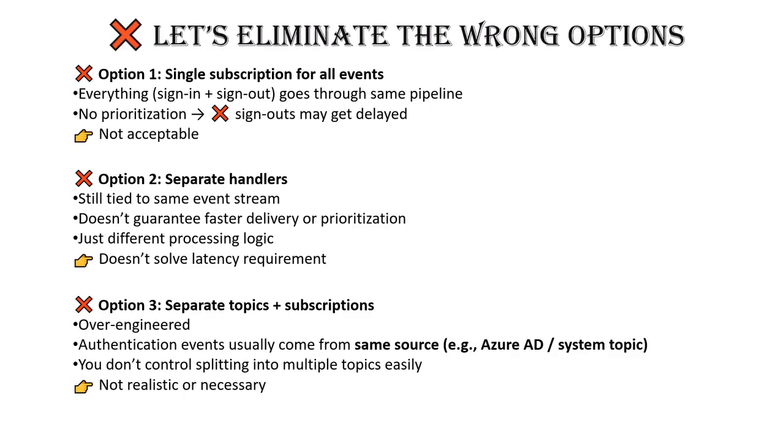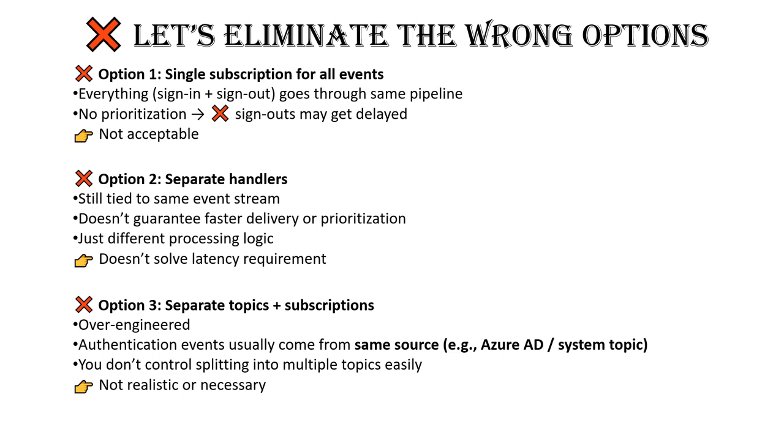Okay, so let's eliminate the wrong options first. Option 1 says single subscription for all events. So this is incorrect. Why is it incorrect? See, sign-in plus sign-out goes through the same pipeline, so it is not prioritizing anything. So sign-out may get delayed, and it is not acceptable. Option 2, separate handlers. So still tied to the same event stream, so it doesn't guarantee faster delivery or prioritization, it is just different processing logic. So it also doesn't solve our latency requirement.